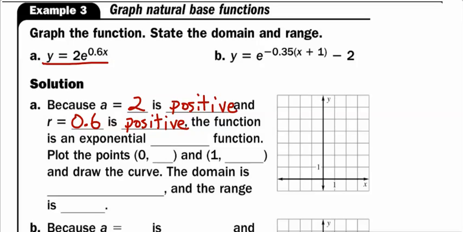Then the function is an exponential growth function. Right? The coefficient is positive, and the exponent is multiplied by a positive number. Boom, exponential growth.